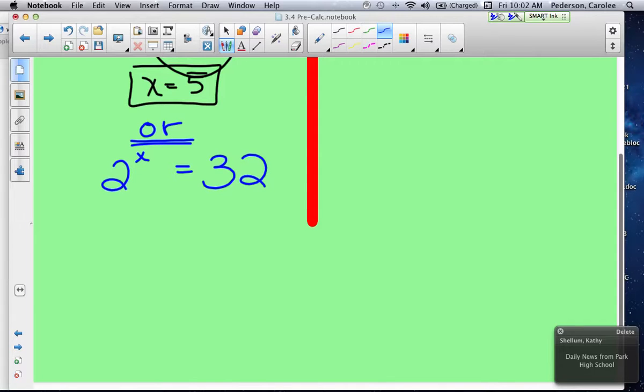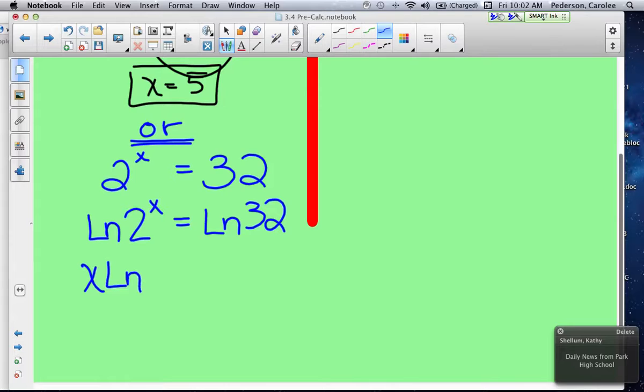A lot of times students just use natural log, but you could use common log. So I multiply both sides by the natural log, so it looks like this. Then I learned about a property earlier this chapter. What can I do with that x power? Where can the x power go? It can go down in front. So now it looks like this. X natural log of 2 equals the natural log of 32.